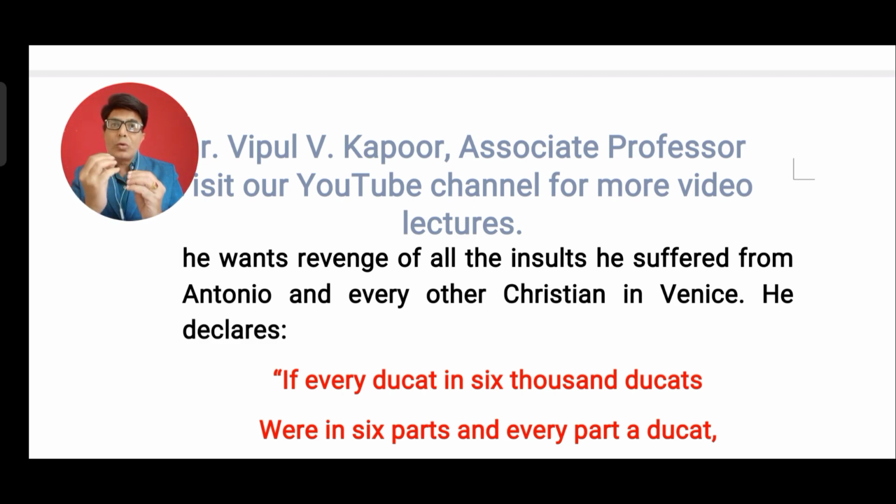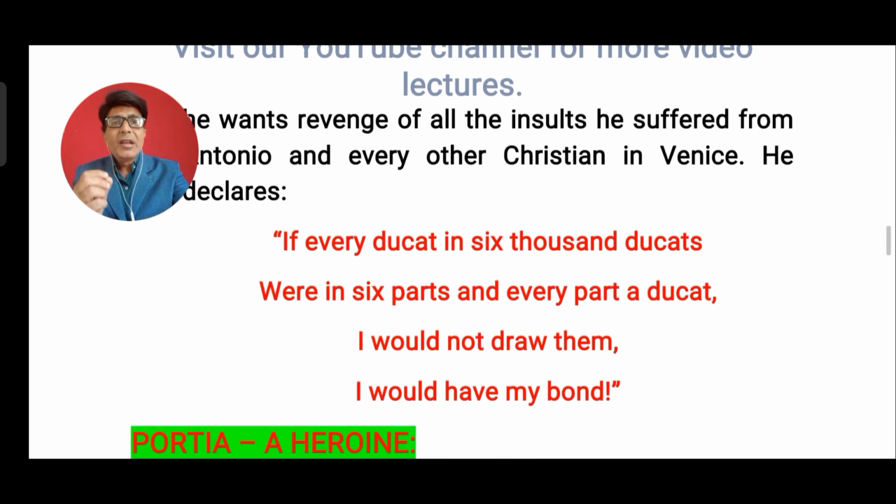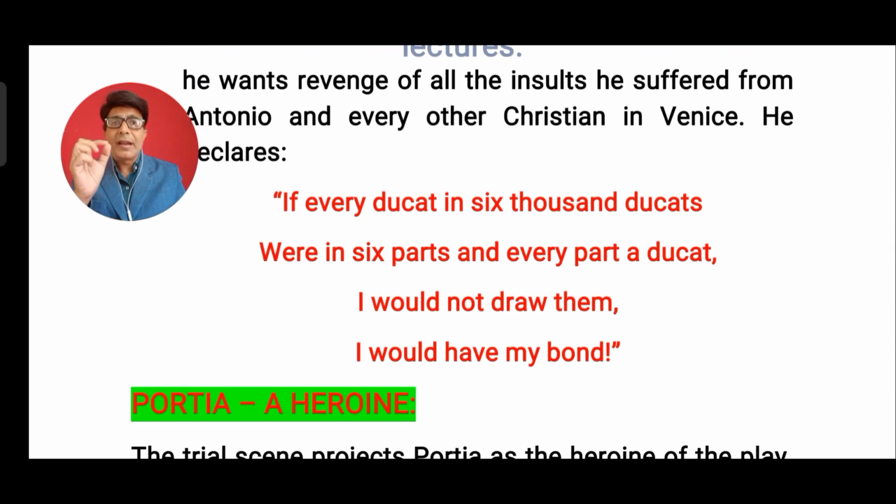Now Shylock is a representative of the Jews, and Antonio in this play is presented as a representative of the Christians. So the conflict between the Jews and the Christians is found in these 2 characters, Antonio and Shylock. And Shylock speaks this line: If every ducat in 6,000 ducats were in 6 parts and every part a ducat, I would not draw them, I would have my bond.